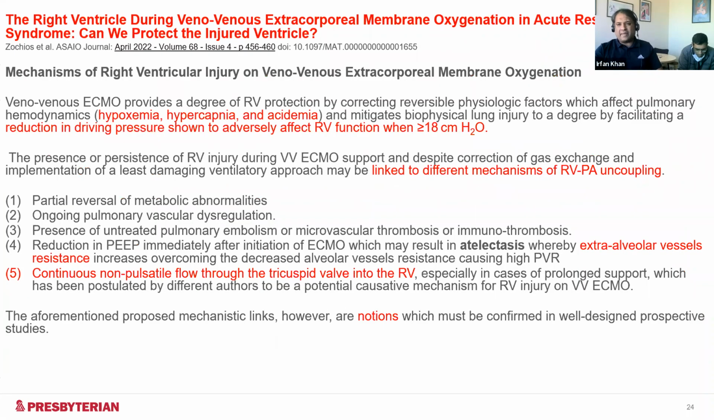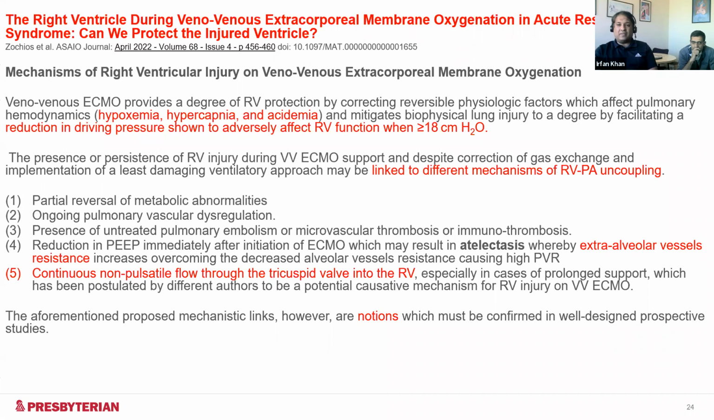So what are the mechanisms? All of us scratch our heads, like, what is going on here? We have reduced everything to prevent lung trauma. We are protecting the RV, but putting them on ECMO, the question is, what could be the mechanisms underlying the continued injury? One of them is partial reversal of metabolic abnormalities. I think we're probably not doing a great job with reversing it. The other component could be an ongoing pulmonary vascular dysregulation that we don't understand very well. More research is needed for that.